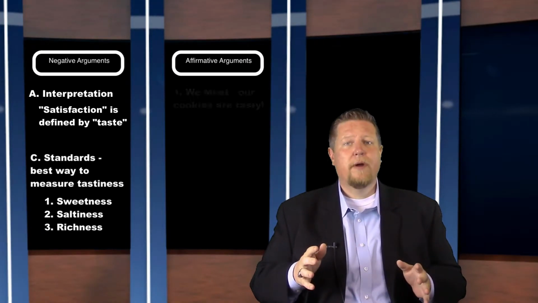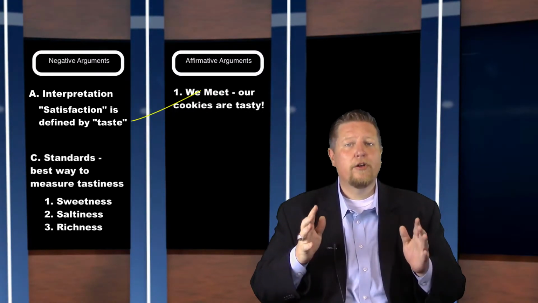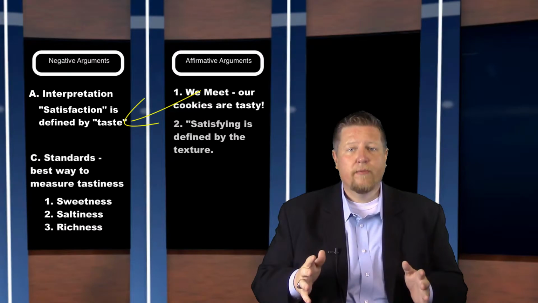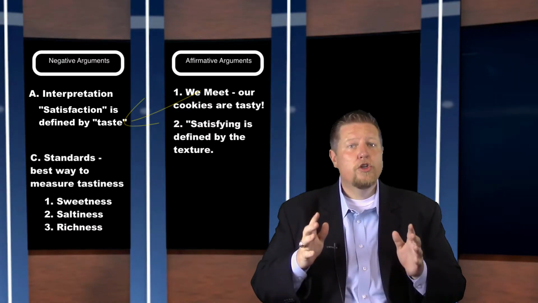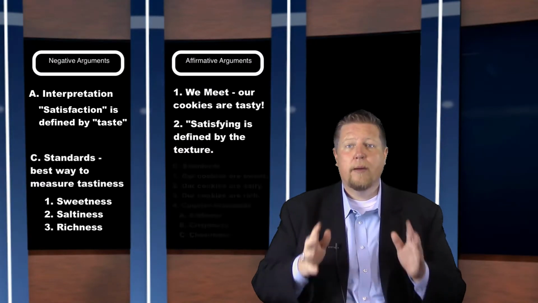So your job is to A, say that your cookies are indeed tasty. That's your way of meeting their interpretation. And B, go one step further and say that a satisfying cookie should really be defined by its texture. That's your counter-interpretation. Now it's time to dive into their standards.